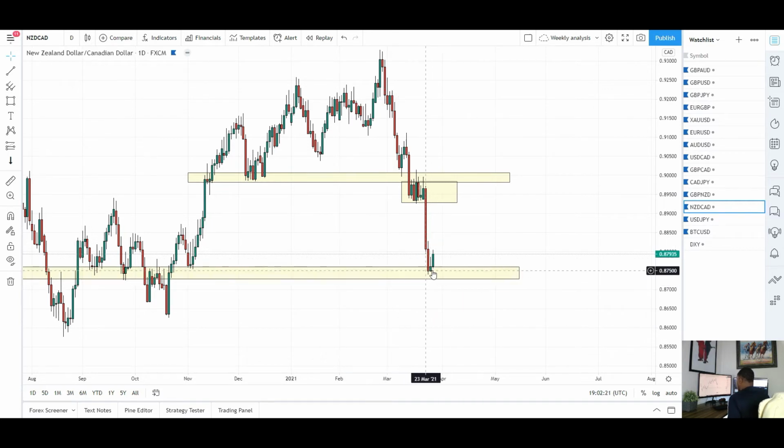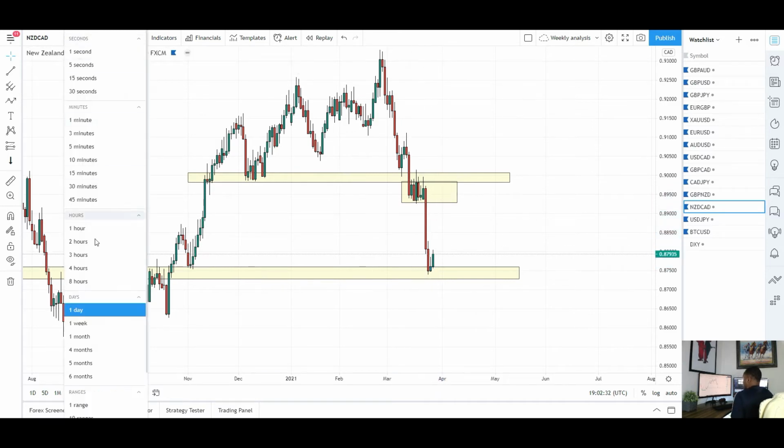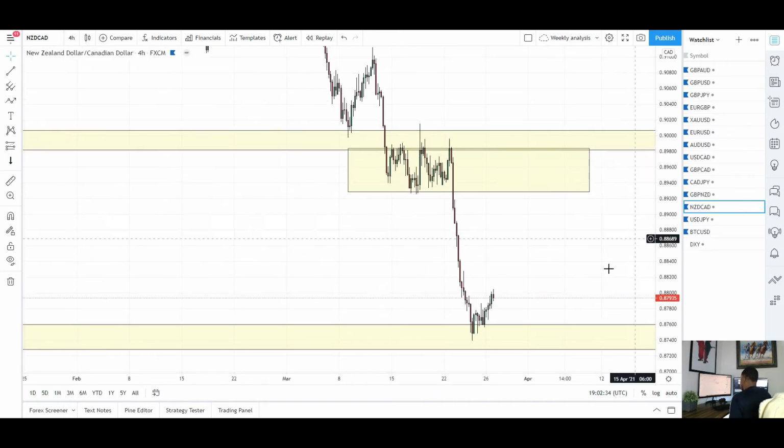So for next week, hold this level. I do expect to see price push to the upside back into this area and test it as resistance. Potentially could see price go a little bit further, but for now, expecting to see a big push to the upside. Again, we do have to hold that level though.